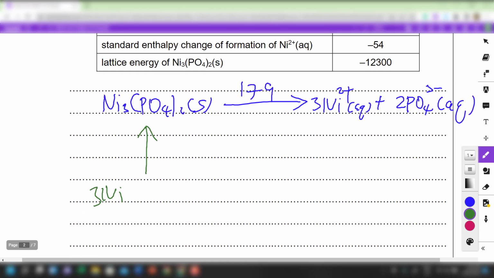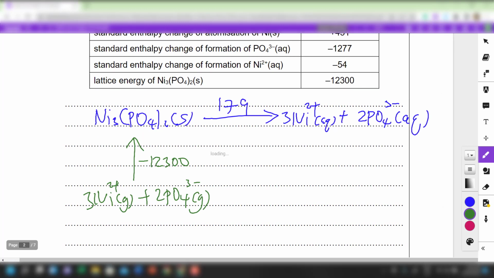Then why not I just write out the lattice energy definitions? Yeah. So again, if you are not sure, just write out first. You can always erase it later. And just make sure that your charge is balanced. So this is extremely important. So this is gaseous. It's negative 12,300.